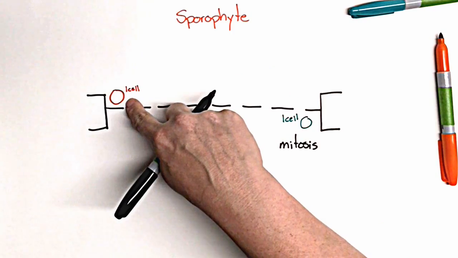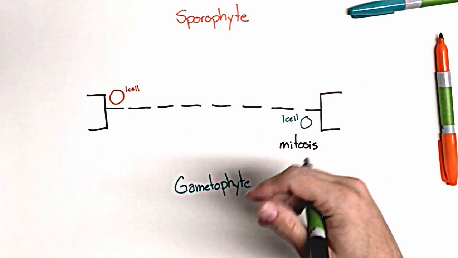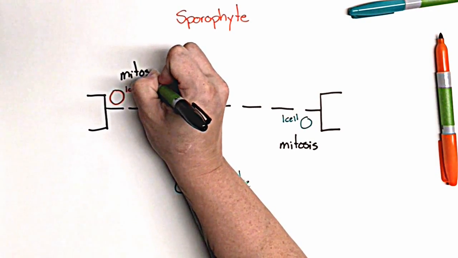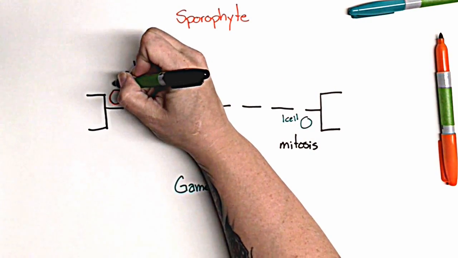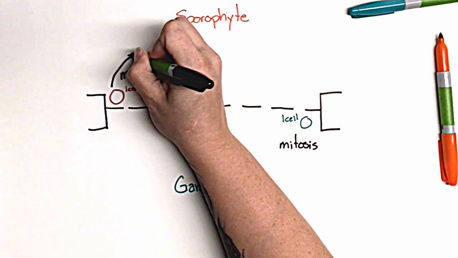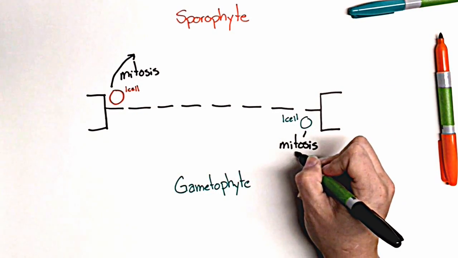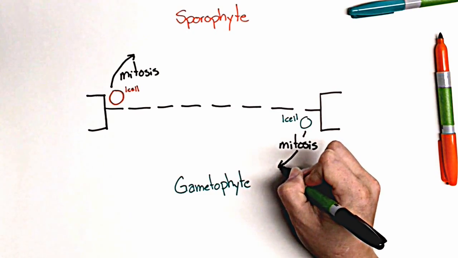Okay, and so same with the sporophyte side. If it wants to become a multicellular stage of its life, it's going to have to undergo mitosis as well. Right? Okay, so we have our single cell passing through mitosis on both sides.